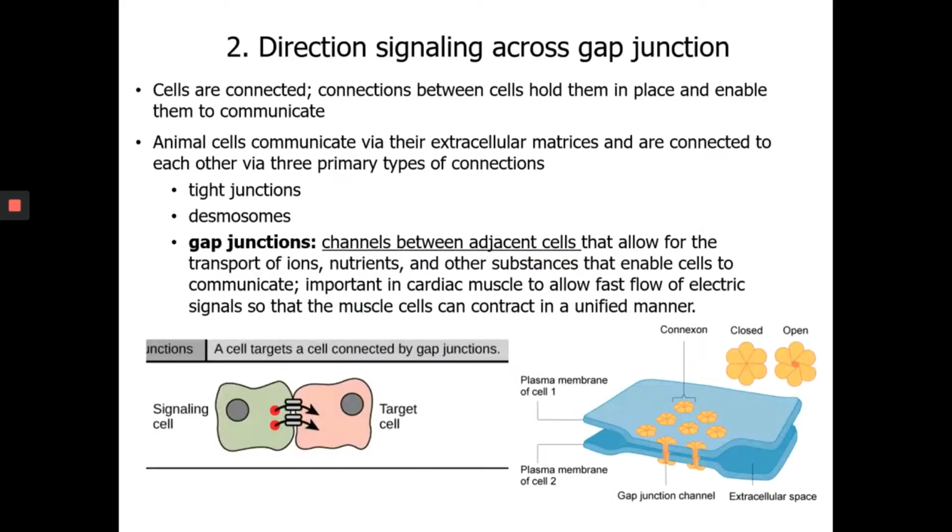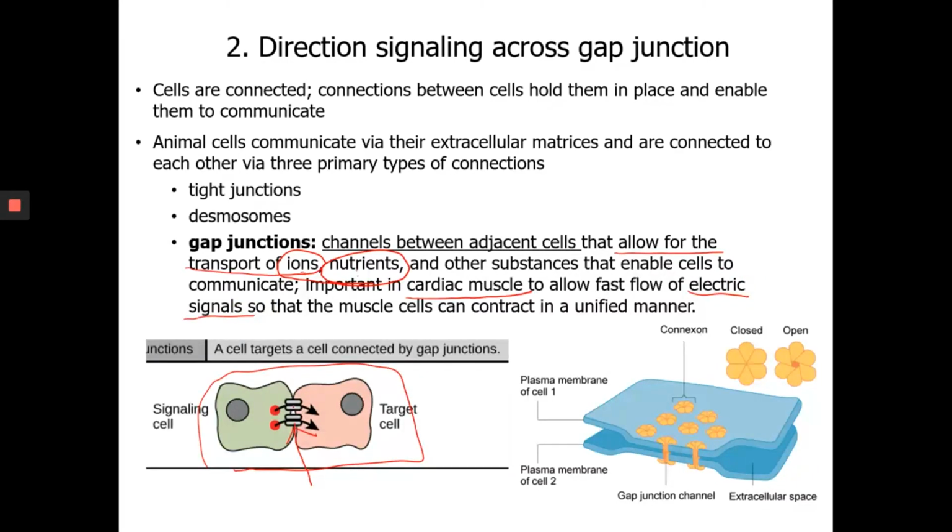Okay? So the second one, if you remember, that's direct signaling across gap junction. So these two cells are connected by gap junction. So that's the gap junction. So little tunnels, or little channels, between the two cells. Okay? So usually these gap junctions allow for the transport of ions and nutrients and some other substances. So a good example happens in cardiac muscle. So the cardiac muscle cells are connected by gap junction. So when one cell contracts, it's going to generate electrical signals.